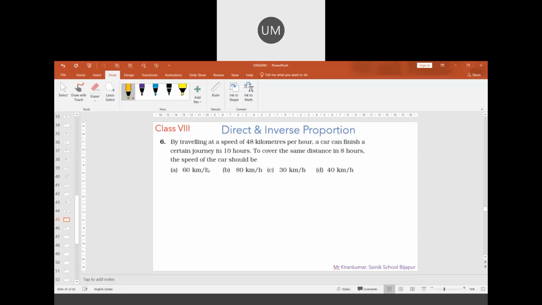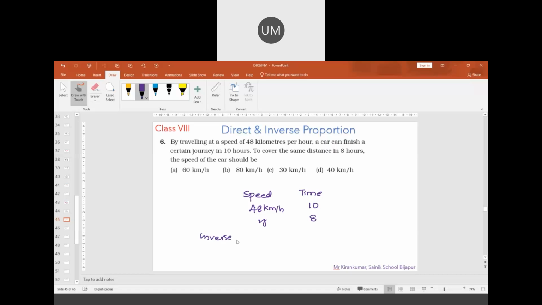Answer: 60 kilometers per hour, option number A. How do we calculate? Speed and time are inversely proportional, so the product of those two quantities is constant. So 48 into 10 should be constant. Speed is 48 kilometers per hour, time is 10 hours. For 8 hours, how much speed is required? This we need to find.